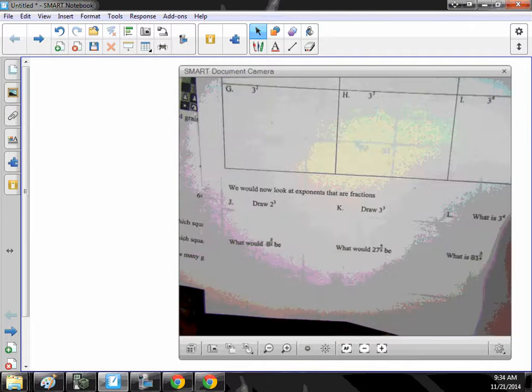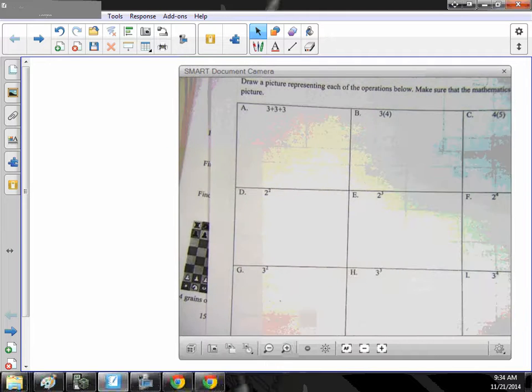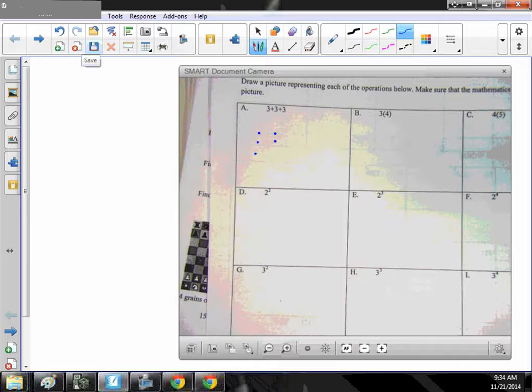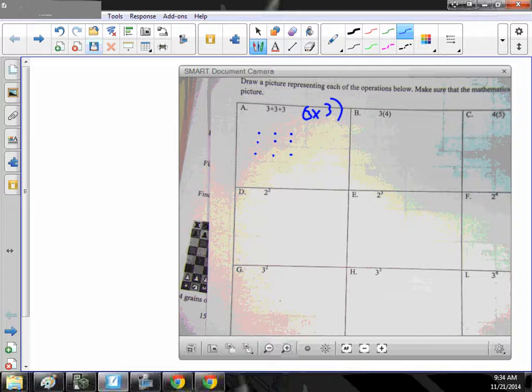So it says, draw a picture of 3 plus 3 plus 3. So I'm just going to do this. 3 plus 3 plus 3. Can I change 3 plus 3 plus 3 into something a little more simple? No, not 3 to the third. That certainly wouldn't work. 3 times 3. 3 times 3 times 3. So here we have a rectangle with 3 rows and 3 columns.